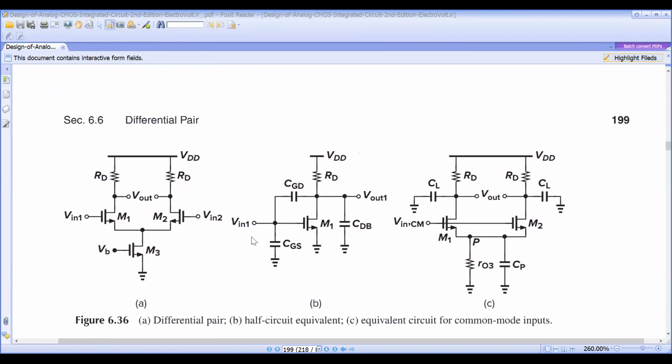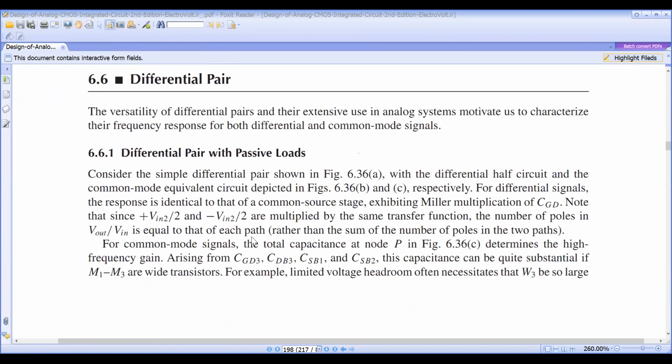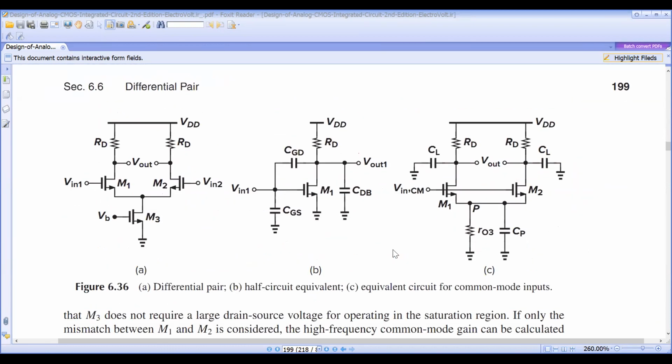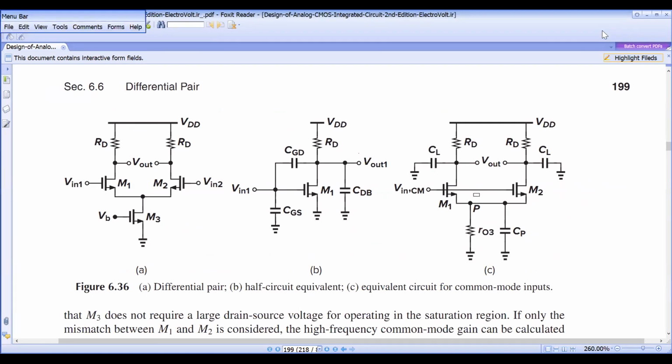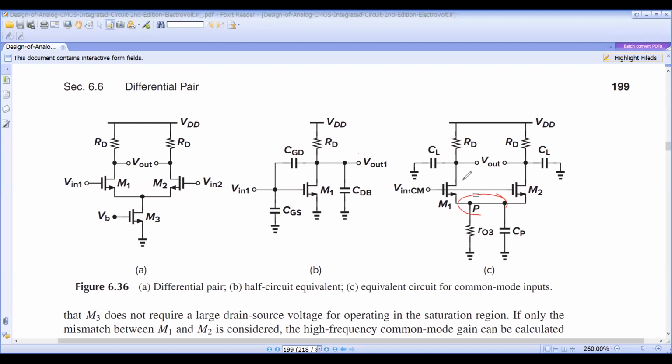For common mode signals, the total capacitance at node P is here. This is the node P. You can compute the total capacitance of node P from the high frequency gain.